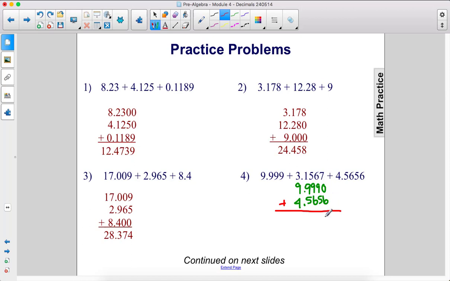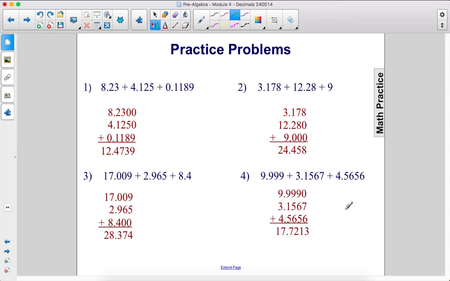All right, let's add. 7 plus 6 is 13, so we carry the 1. 7 plus 9 is 16, plus 5 is 21, carry the 2. 7 plus 9 is 16, plus 6 is 22, carry the 2. 2 plus 1 is 3, so 12, 17, carry the 1, drop down that decimal point. Then we have 1 plus 3 is 4, plus 4 is 8, plus 9 is 17. The answer is 17.7213. And there you have it, all of the solutions.